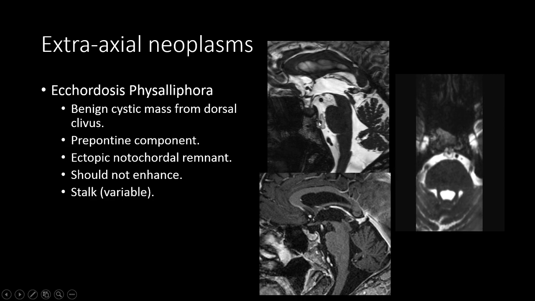They are often small masses with a small amount of scalloping of the dorsal clivus, and then these prepontine excrescences we can see on the sagittal and axial T2 weighted imaging. No enhancement on the post-contrast T1 weighted sequence. And there's often, but not always, a little stalk that can be ossified that extends into the mass from the clivus.